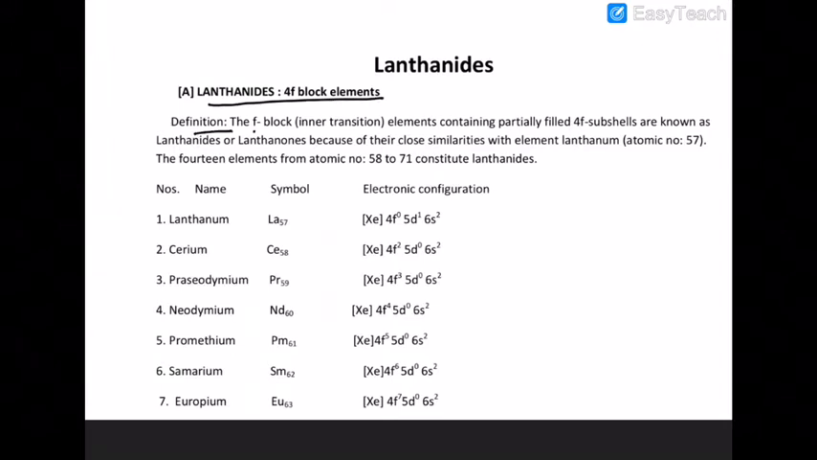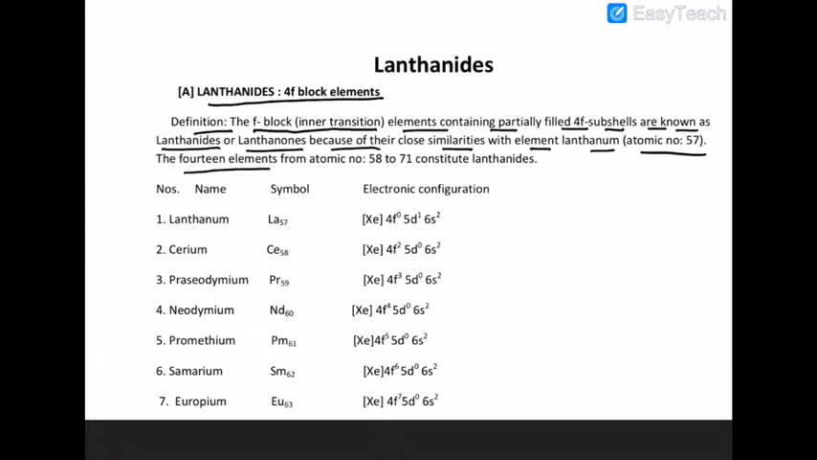Now, what is a lanthanoid? Lanthanoids are f block inner transition elements containing partially filled 4f subshells. They are also known as lanthanides or lanthanones because of their similarity to the element lanthanum, whose atomic number is 57, which is actually a d block element. The 14 elements start from 58 and end at 71.